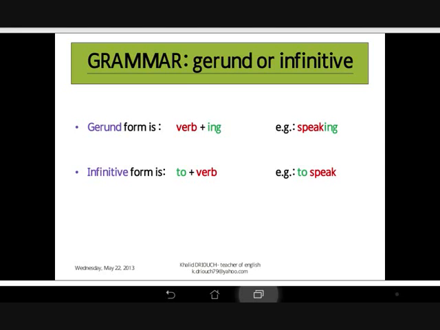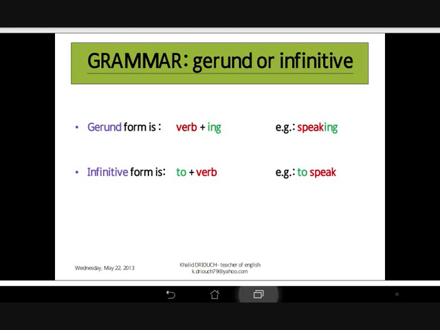Example, speaking, listening, watching, going, doing. And we have the infinitive form, that is the to plus a verb. Example, to speak, to listen, to read, to do, and to go. Now, what is the difference between gerund and infinitive? Like in English, sometimes we must use gerund form after certain verbs, and on the other hand, we must use infinitive after another group of verbs as well.